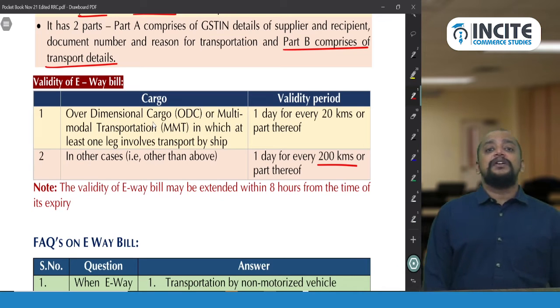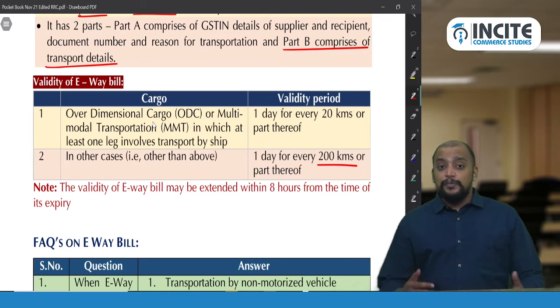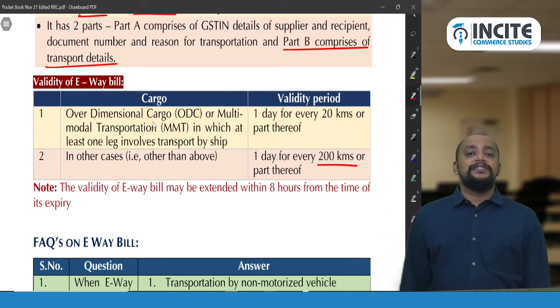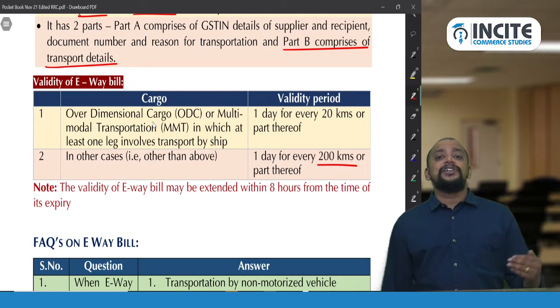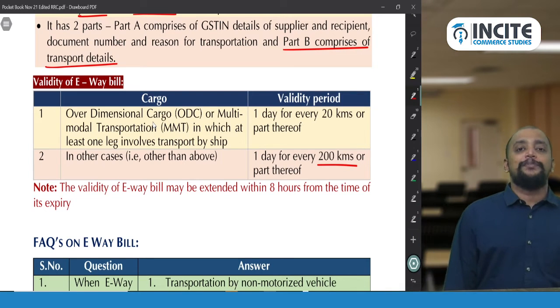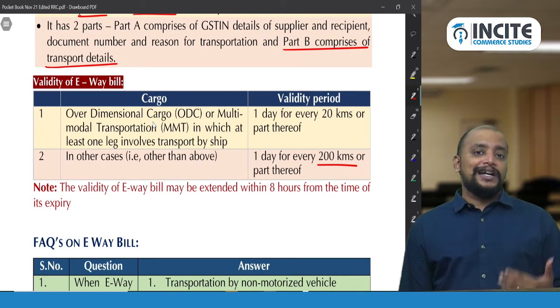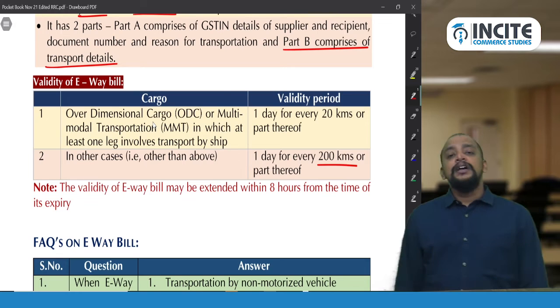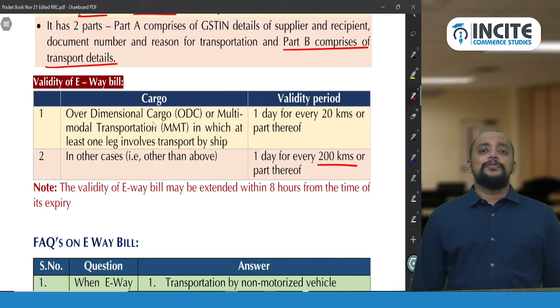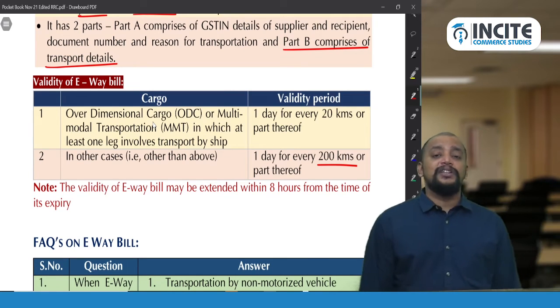And once the EWay bill expires, it needs to be renewed within 8 hours after its expiry, by mentioning the reason as to why the goods could not be delivered within the valid time. This extension needs to be done upon expiry of the EWay bill, within 8 hours.